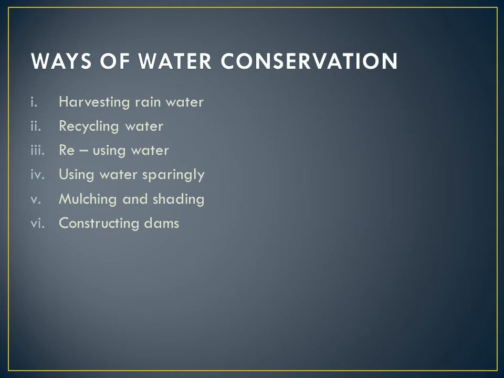Number 3, reusing water. Reusing water means using more than once but in the same state. For example, water used to wash clothes can be used to clean bathrooms and toilets. Water used to clean vegetables can be used to water flowers. Rinsing water can be used to clean shoes or mopping the house. By doing this, a lot of water is preserved from wastage.